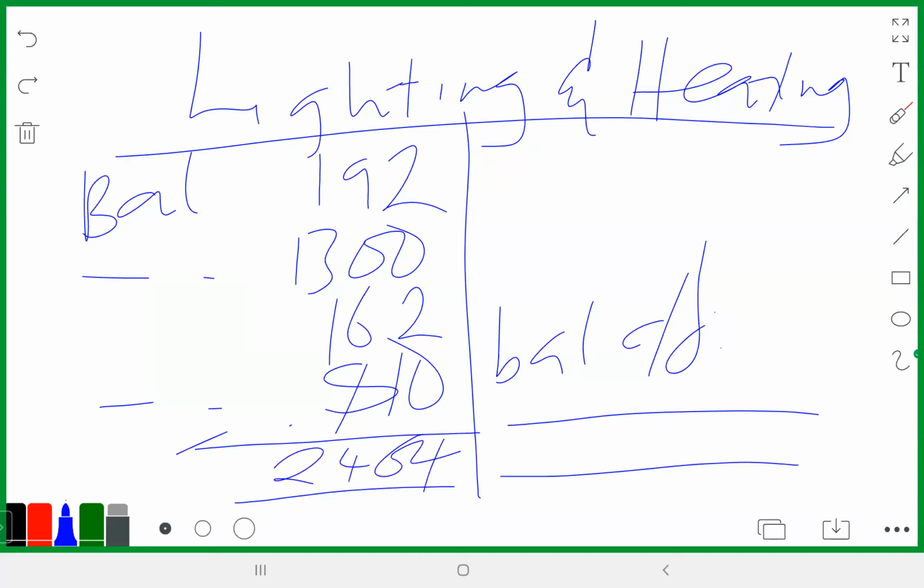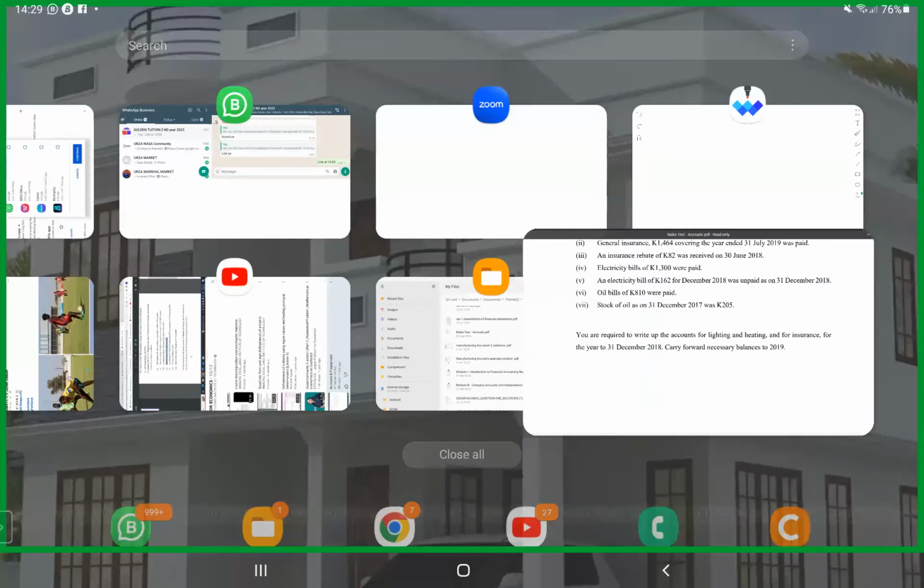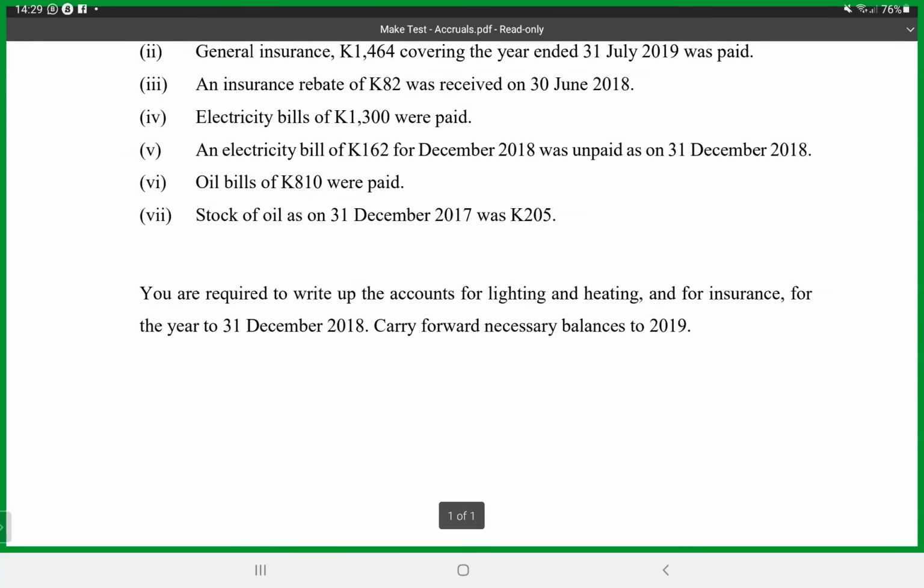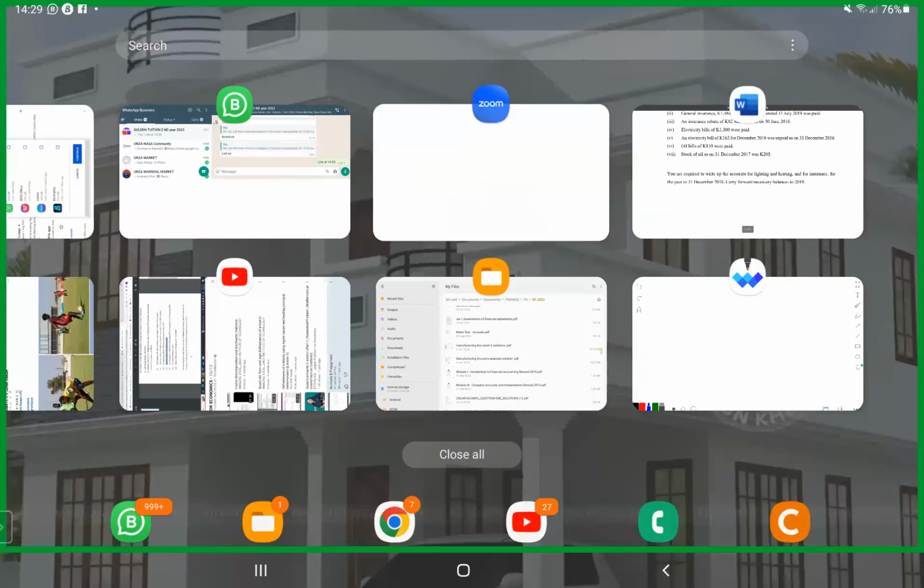2464 as the total. The same shall be the balance carried down, and the 2464 the balance brought down, because expense accounts always have a debit balance. So basically, this is how we would make the entries in such accounts, and you don't panic very much.